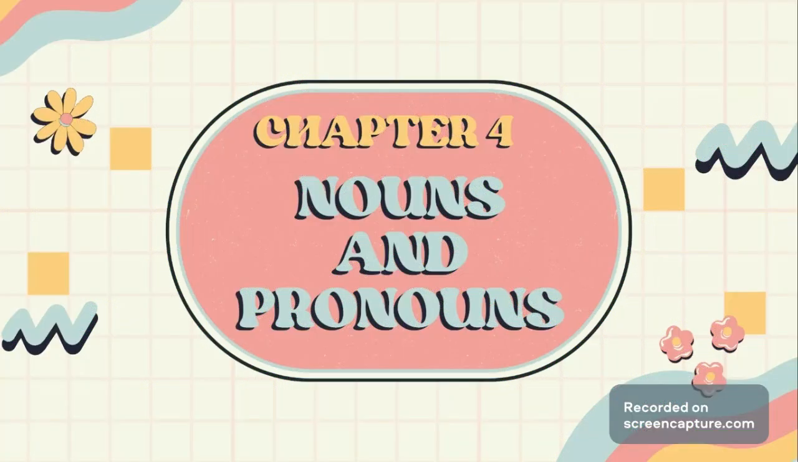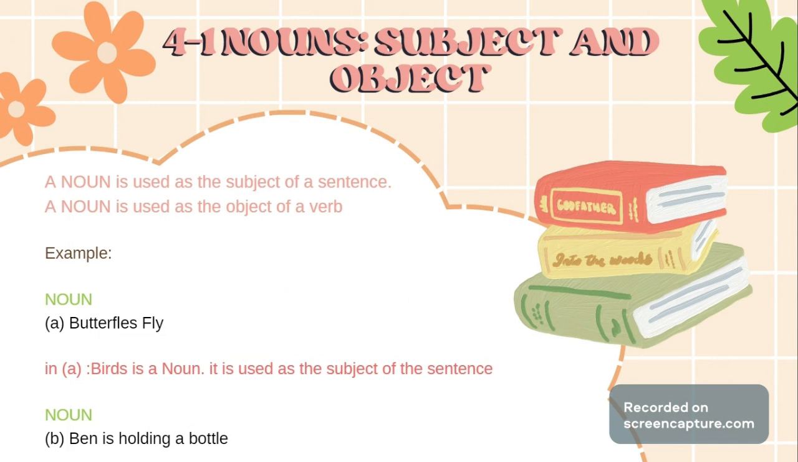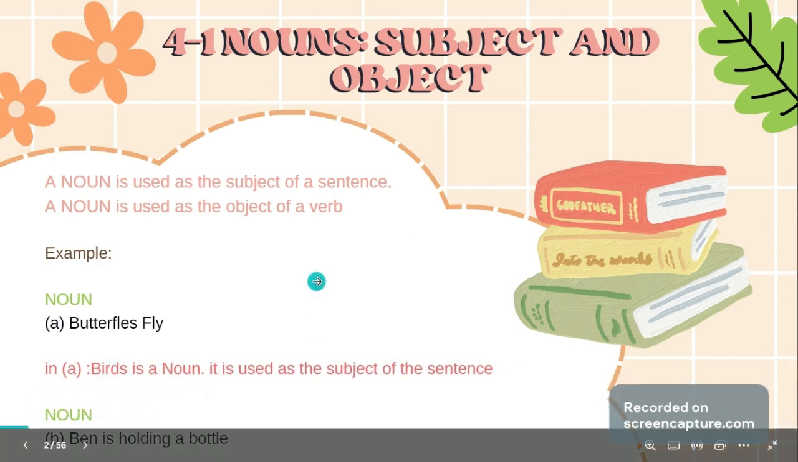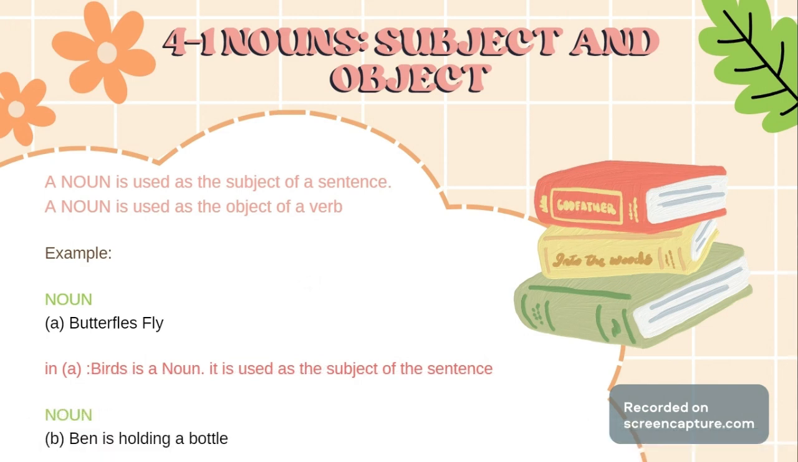Next chapter, chapter 4. We have nouns and pronouns. Nouns, subject and object. A noun is used as the subject of a sentence. A noun is used as the object of a verb. Example, butterflies fly. In this sentence, butterfly is a noun and it is used as the subject of the sentence.